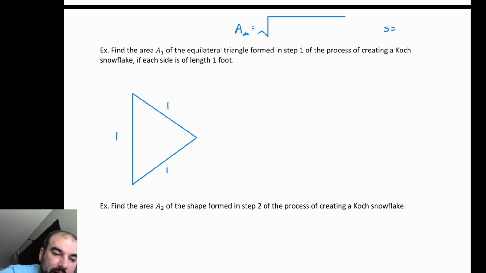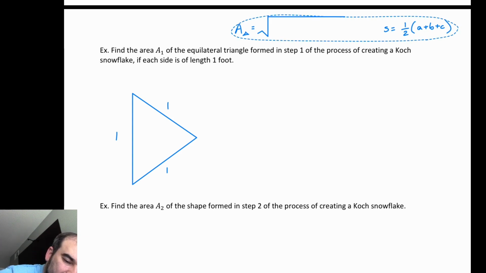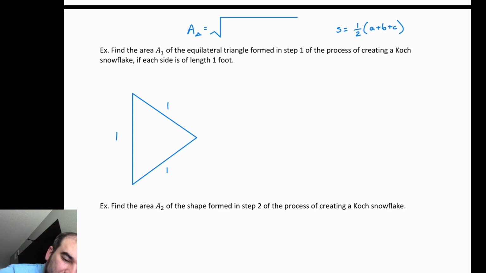S had to do with the perimeter. S was 1/2 of A plus B plus C. So S was half of the perimeter. So that part, yes, it had to do with the perimeter in that case. But inside the square root, we had, Michael has it correct, S times S minus A times S minus B times S minus C.